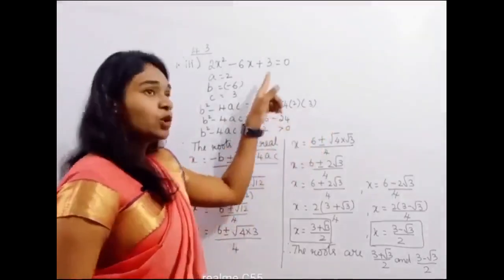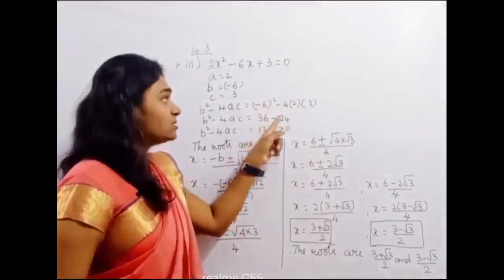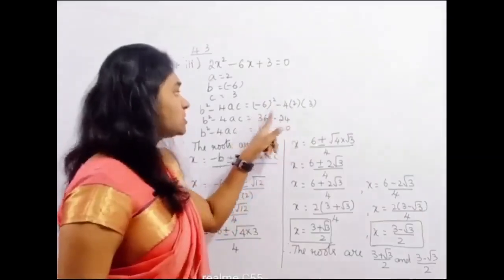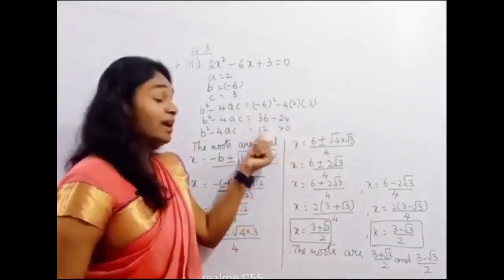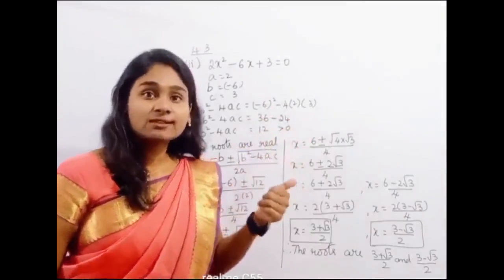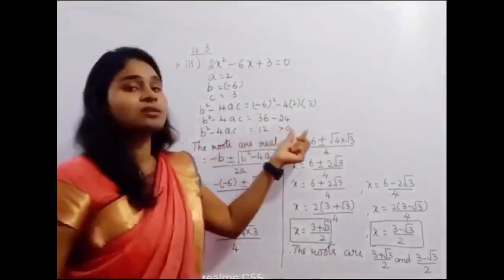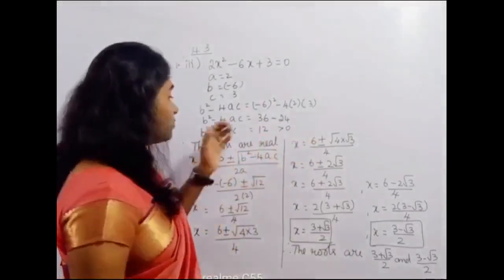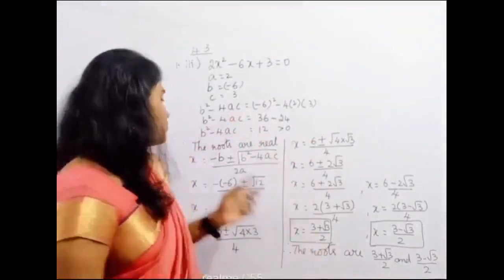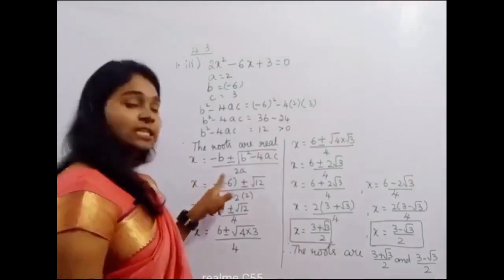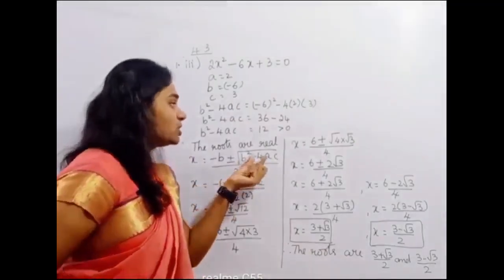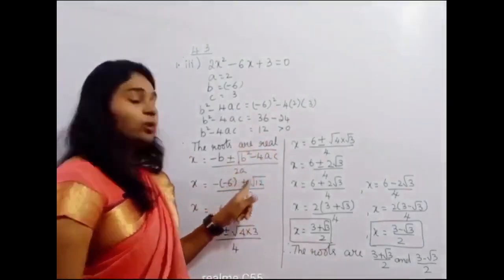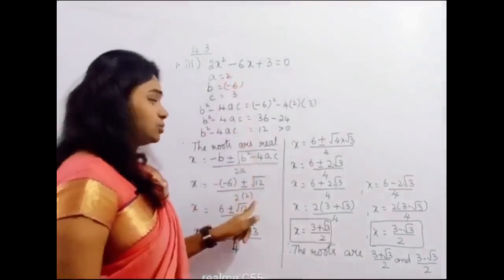Now minus 6 the whole square will be 36, minus 4 2s are 8, 8 3s are 24. So 36 minus 24 gives me 12, and 12 is greater than 0. So if the discriminant is greater than 0, then the roots are real. So if they are real, finding what the roots are: x is equal to minus of minus 6 plus or minus. Anyway, we have found the discriminant to be 12. So substituting that here, divided by 2a, right? So 2 into a is 2 here.